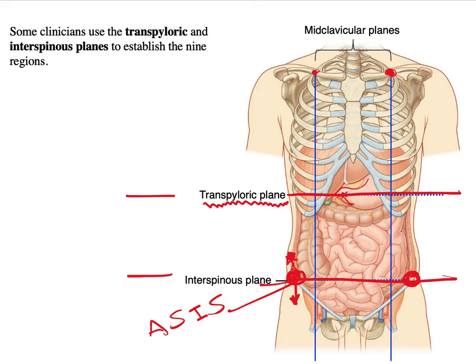Now, personally, I prefer this, because it's pretty easy. Just two midclavicular planes, then the transpyloric plane, then the interspinous plane. I know midclavicular planes are very easy to locate, and the interspinous plane is very easy to locate, but somebody can say, yes, how can I locate the transpyloric plane?